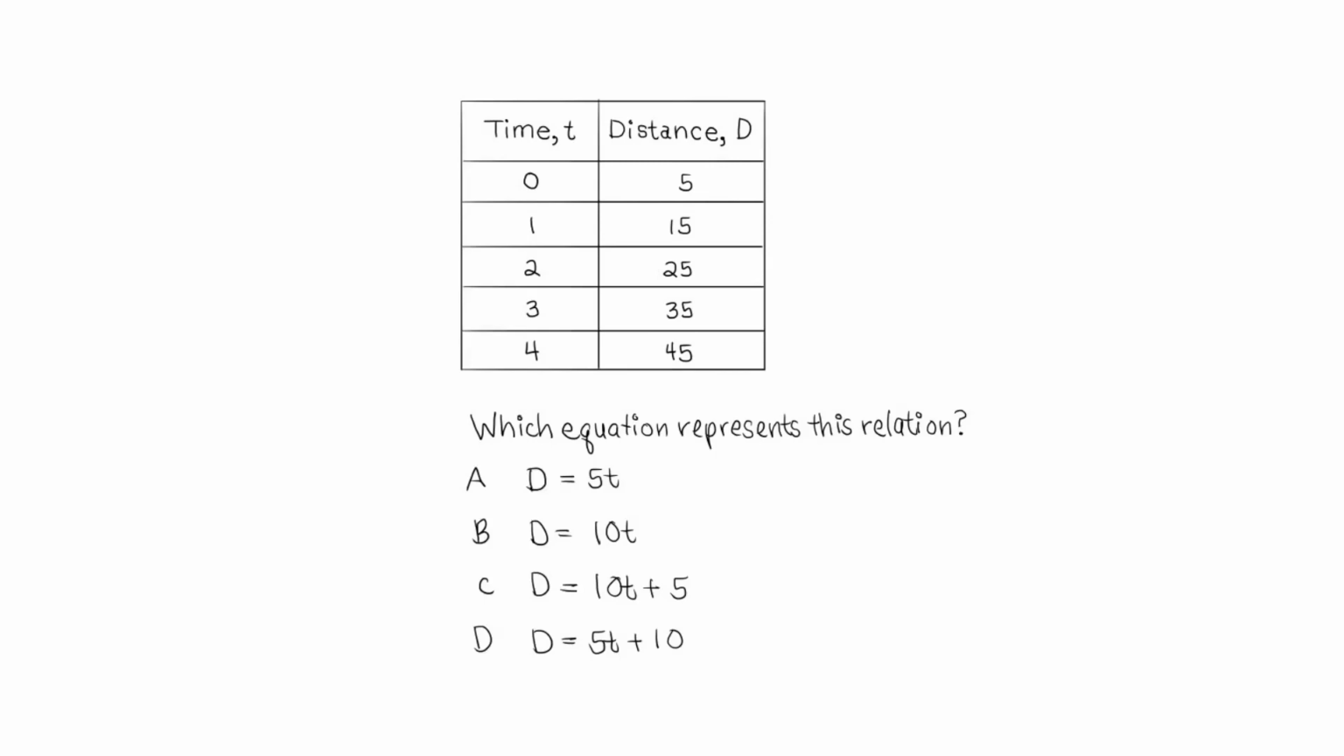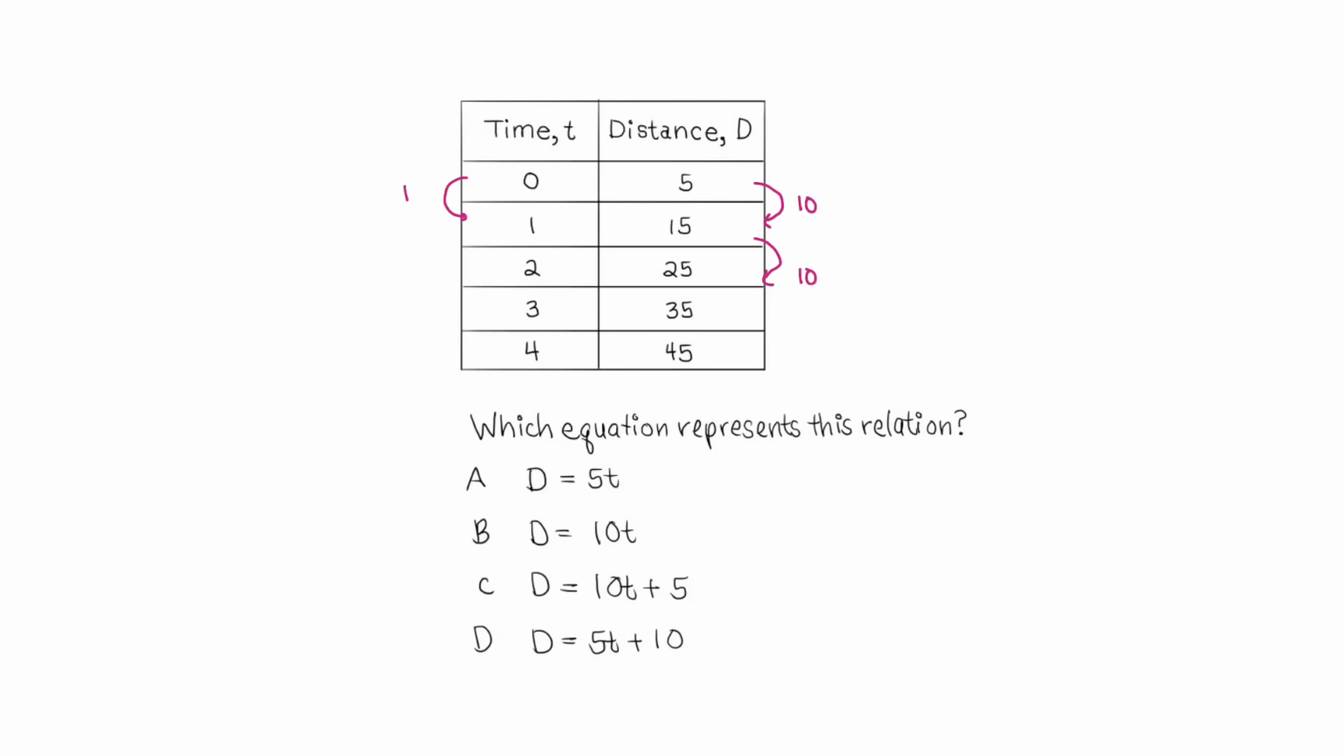Okay, in our next one we have a table of values representing a linear relationship. And the question is, which equation represents this relation? So let's take a look here. So we have at time 0, distance is 5. Okay, and then at time 1, it's 15. At time 2, it's 25, and so on. So if we take a look at how much each time it's going up, when this goes up by 1, this is going up by 10. And then this is going up by 10, and so on. So our first difference is 10.